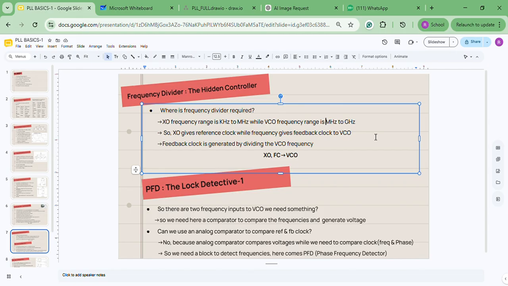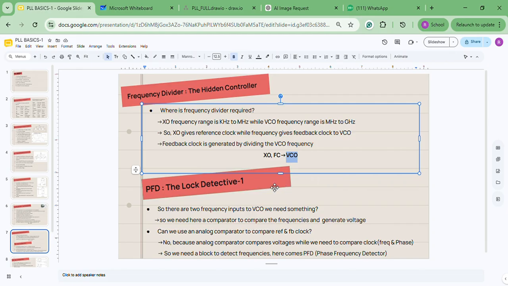The crystal oscillator gives a reference clock, whereas the frequency divider gives a feedback clock. So now there are two frequency inputs to the VCO. One is from the crystal oscillator, another is from the frequency divider, which is called the feedback clock. And as we know, the VCO cannot take frequency inputs. It can only take a voltage input.